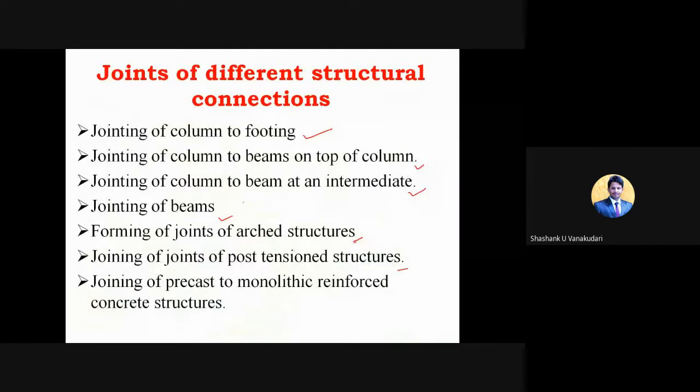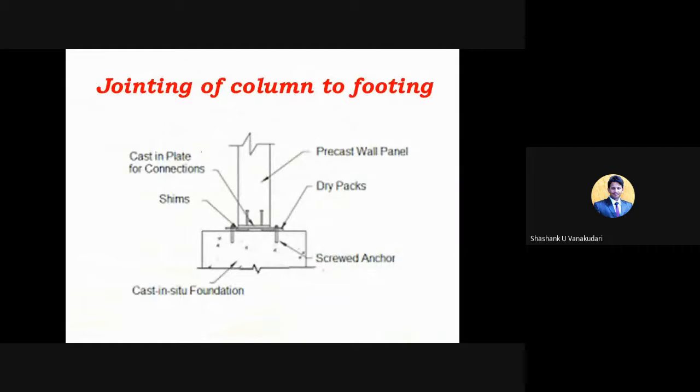So we were discussing these connections. We'll study them one by one. The first one is the joining of column to footing. This footing comes after the foundation part. Here we are going to construct the foundation as per the conventional method itself, because nowhere is it possible to connect precast elements to the earth, right?